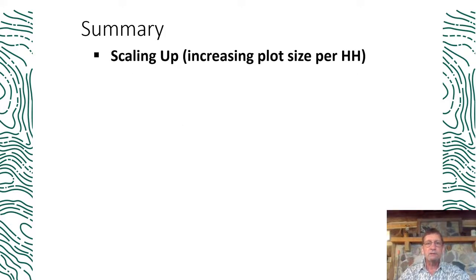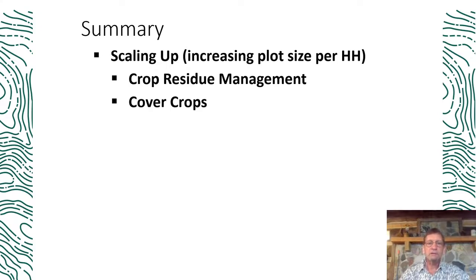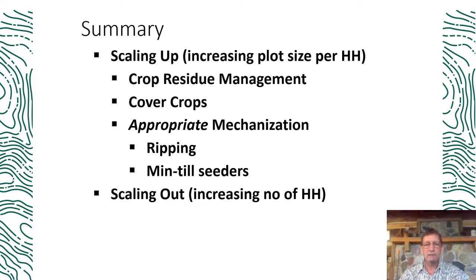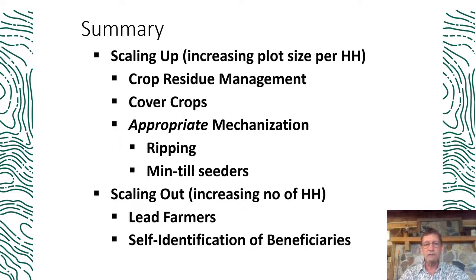So just in summary, scaling up, some key strategies: crop residue management, cover crop use, and appropriate mechanization. Scaling out, use of lead farmers in the strategies that I described, and self-identification of beneficiaries.